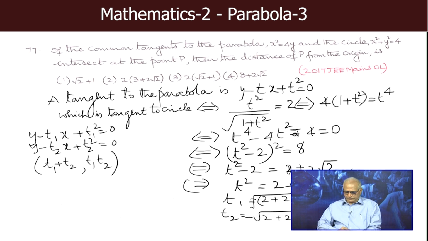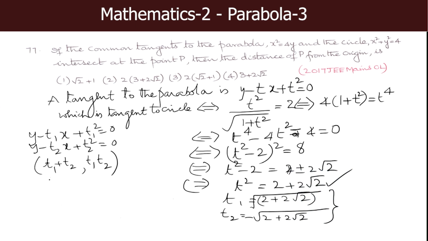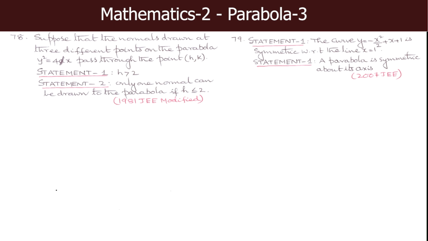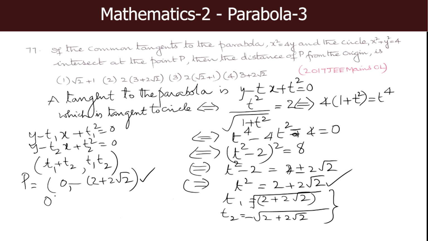What is T1 plus T2? T1 and T2 are negative of each other, so this is 0. What is T1 T2? Minus T square, so minus of 2 plus 2 root 2. So, this is the point of intersection of the two tangent lines drawn to the parabola and the circle. And what is the distance of this point P from the origin? OP is equal to 2 into 1 plus root 2. Okay, so that is option 3.